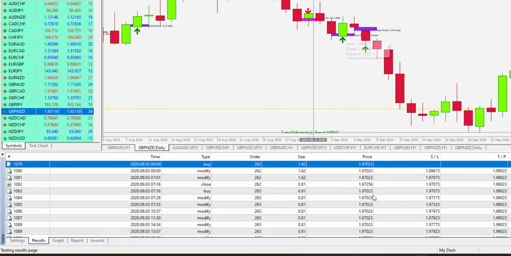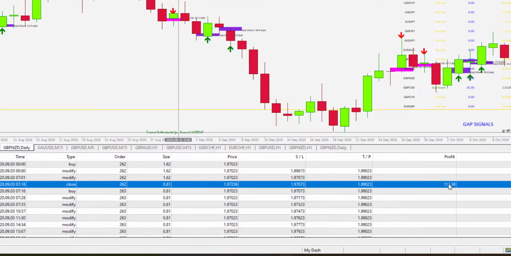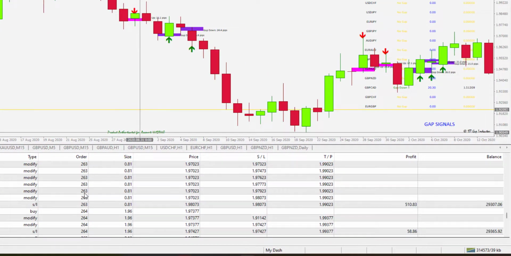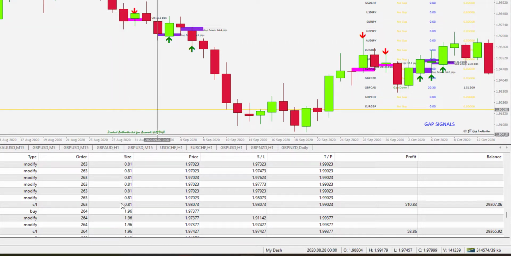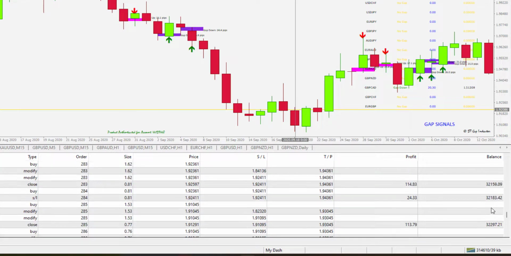So first of all, it closed partial profit. It was a 1.62 trade, closed 50% of it with this profit here, and then finished off the last one. So he continued trailing the stop loss. That's why you were seeing all this modify. It was shifting the trailing stop loss, and then finished off $510 for the final 0.81, and just continued. So where are we now in the simulation?